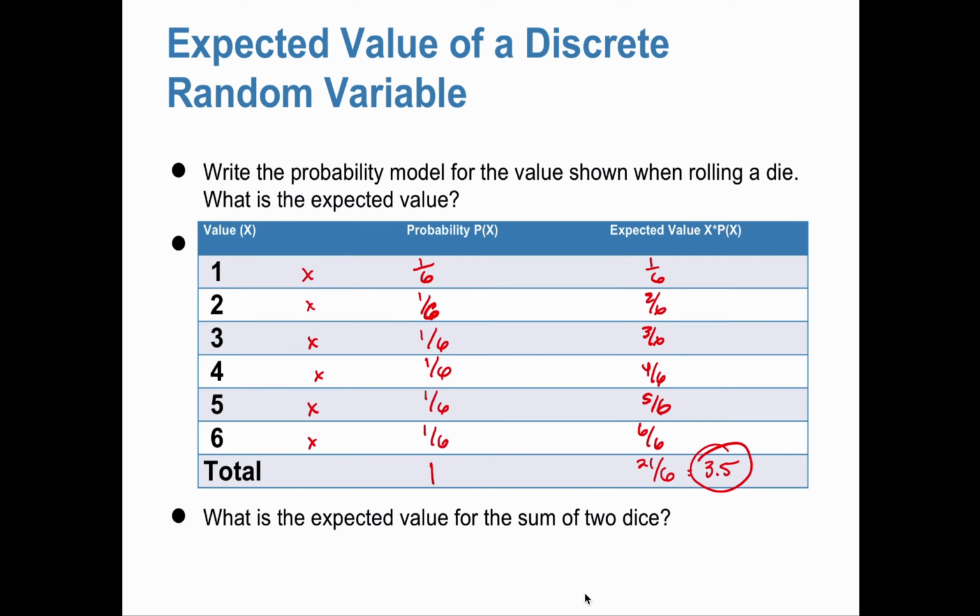For the expected value for the sum of 2 dice, you add the expected values, right? So expected value of X plus X is equal to E of X plus E of X, which in this case would be 7.